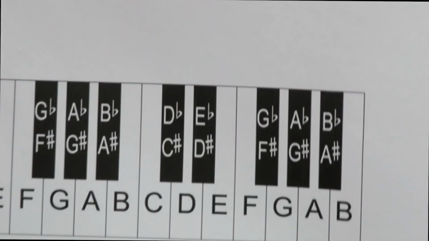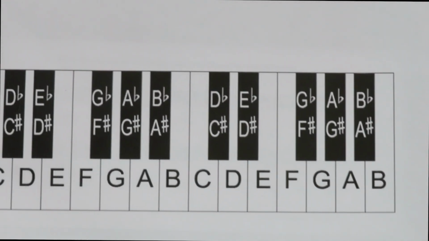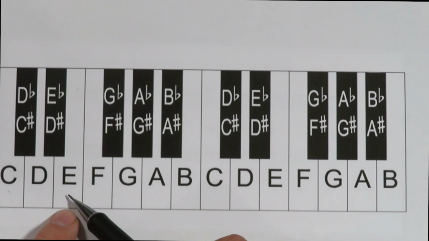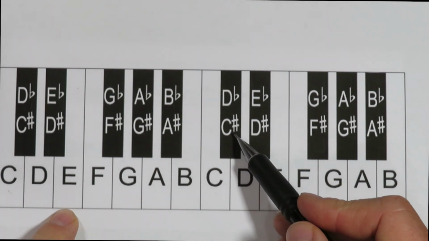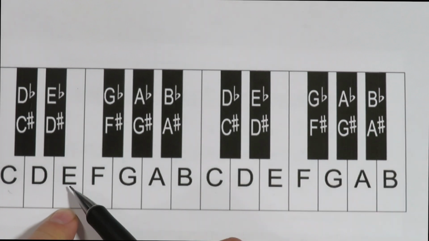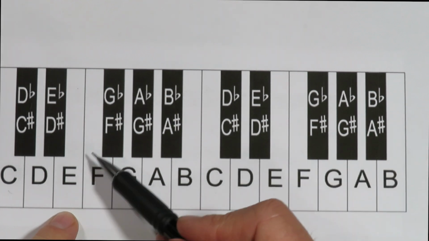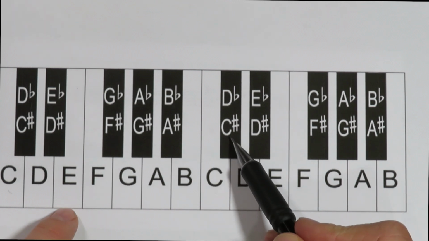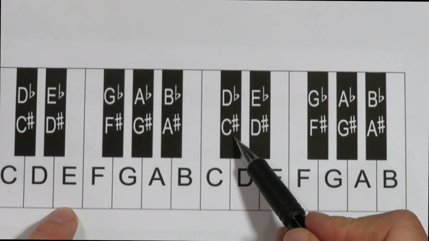Okay, so let's go back to what we know. E to C sharp. All right. Now that would be whole, whole, half, whole, whole. It's part of the major scale. So that would be a major sixth.